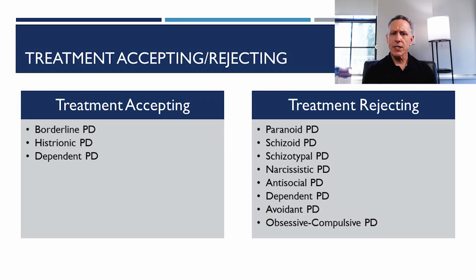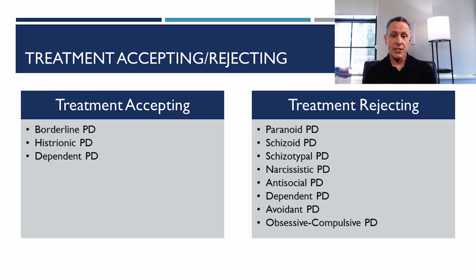First, individuals with borderline personality disorder, histrionic personality disorder, and dependent personality disorder. We're going to break all of these down in just a moment. When we say they're treatment accepting, these are folks who are willing to go into treatment. They're open to exploring their thoughts, feelings, beliefs, behaviors, patterns, and the images that pop into their head when they get triggered and activated.